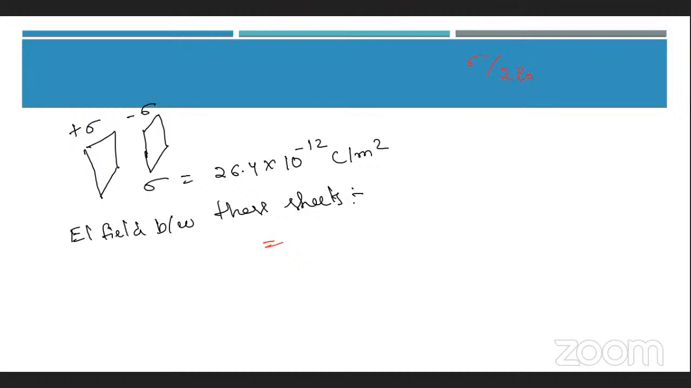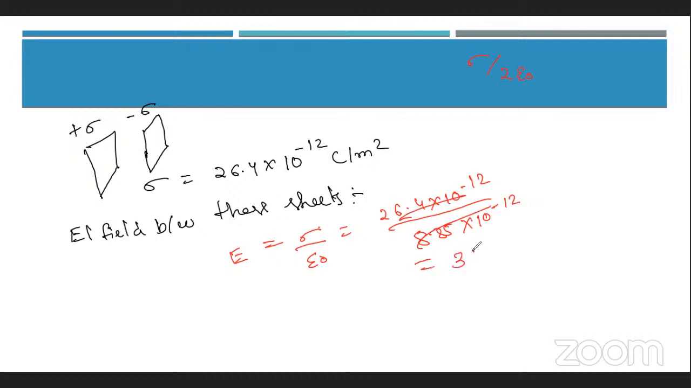Sunil says it as 3. I think you're right, 8.8. Yeah, you're right. So the answer for this, to find out the electric field here, will be sigma by epsilon naught. Sigma is 26.4 into 10 raised to minus 12 Coulomb per meter square. Epsilon naught is 8.85 into 10 raised to minus 12. So approximately, if you cancel this, it will come to 3. So this is what it will be approximately equal to.